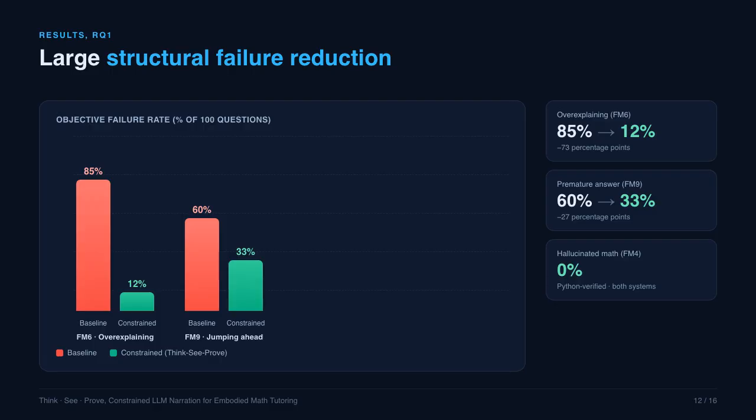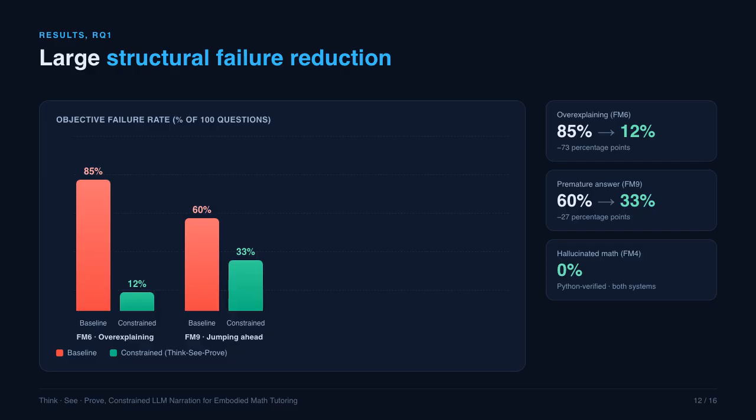Now the results, which answer our first research question directly. Over-explaining is the headline finding, and it is dramatic. The baseline system exceeds the 100-word threshold in 85 of 100 questions. The constrained system reduces that to just 12.